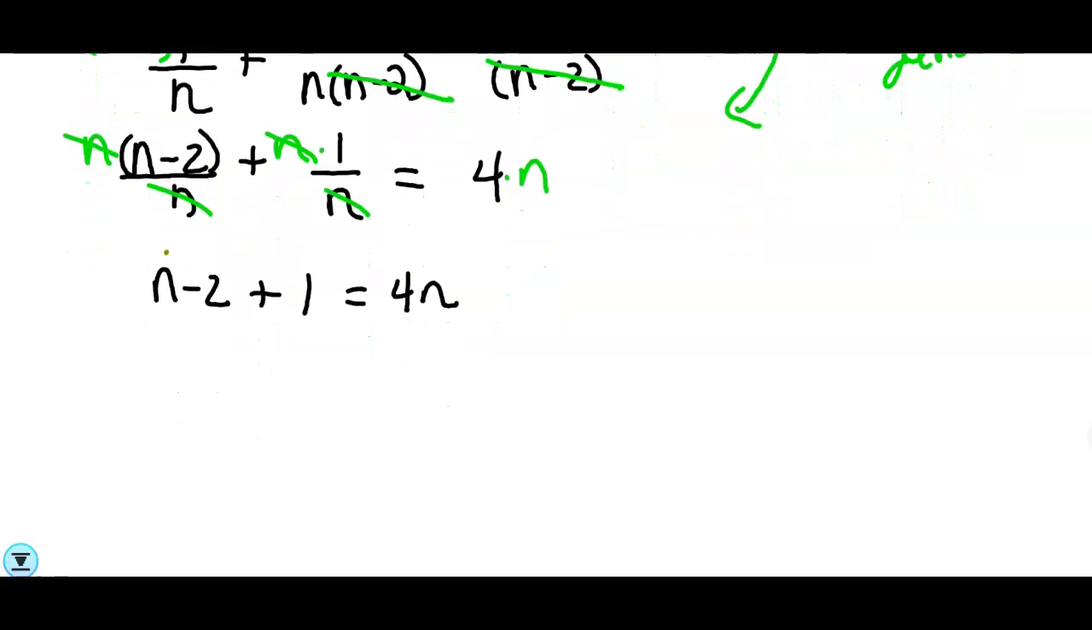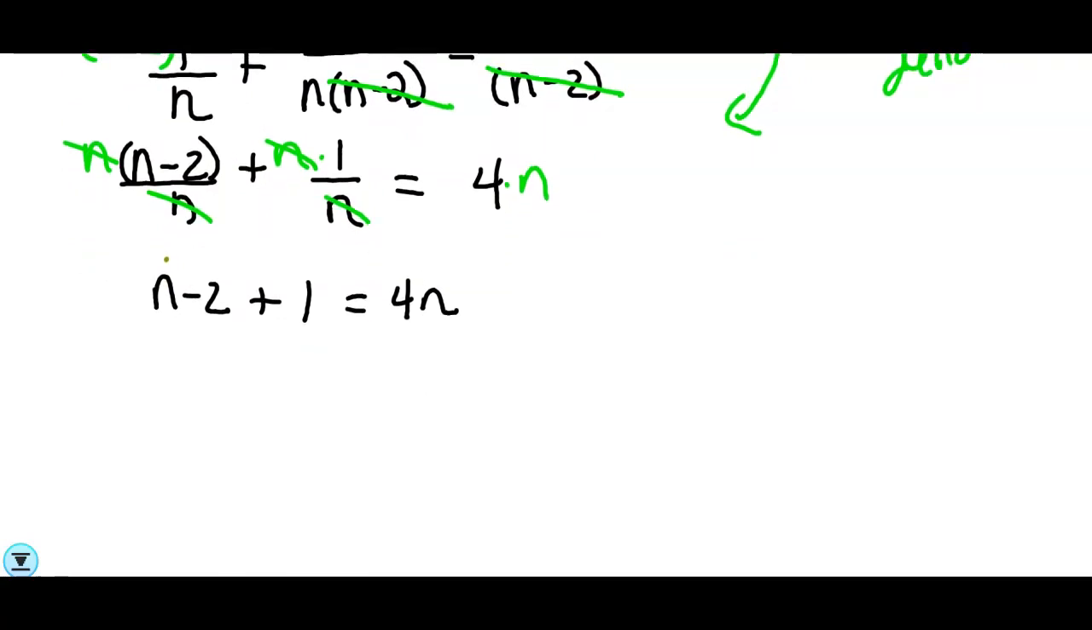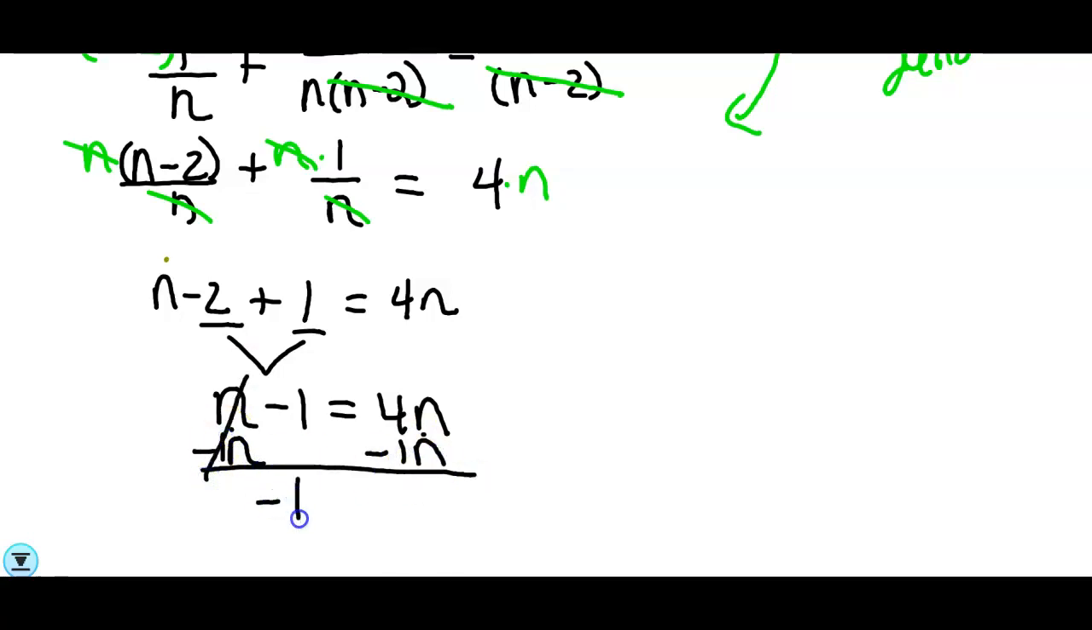Yeah, we need to actually solve for n, so we're not done yet. Negative 2 and 1, we can put those together to be what? And how do I get this n in with this n over here? Subtract it. So that goes away. And this is 3n. And then finally divide, right?